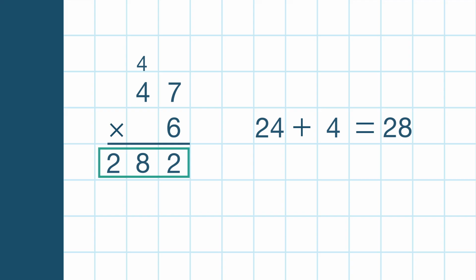It's 282. To multiply a two-digit number by a one-digit number, multiply the ones place first, then the tens place. Remember to carry and add any carried digits.